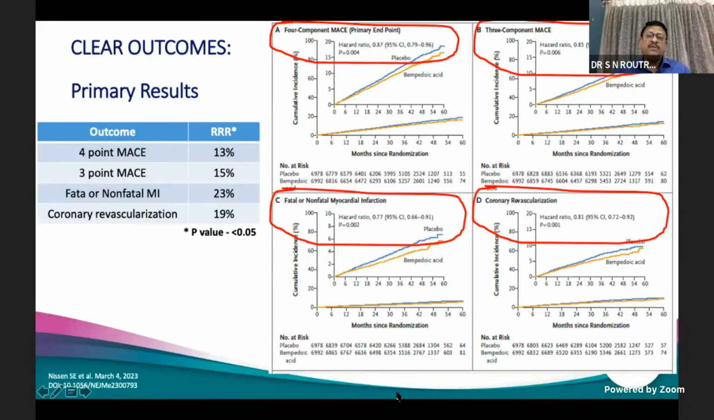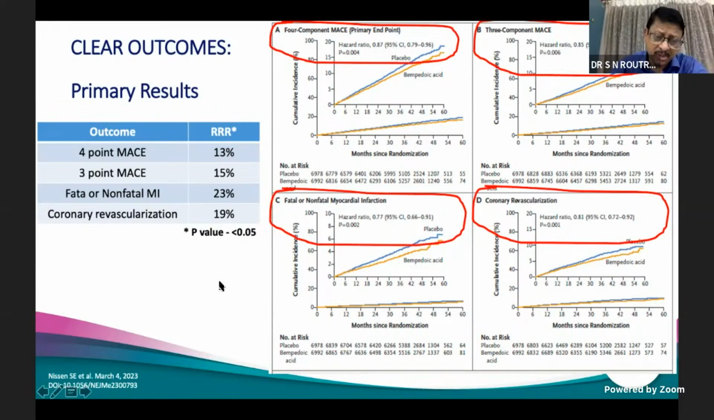So what was the result? For the 4-point MACE, a relative risk reduction of 13%. For the 3-point MACE, a relative risk reduction of 15%. Fatal or non-fatal MI gave the maximum reduction, a relative risk reduction of 23%. Coronary revascularization was 19%. The p-value is less than 0.05.